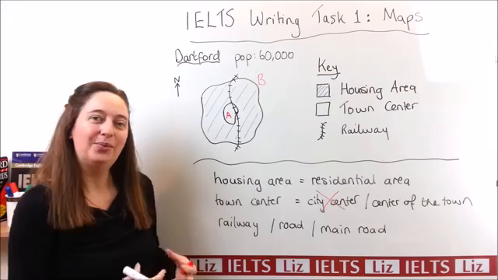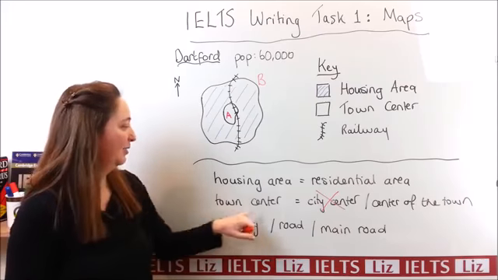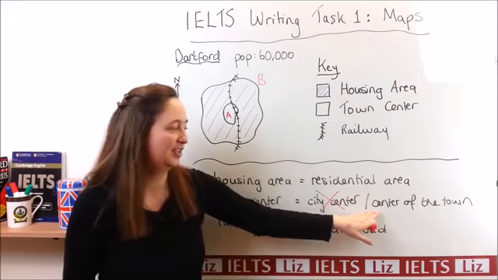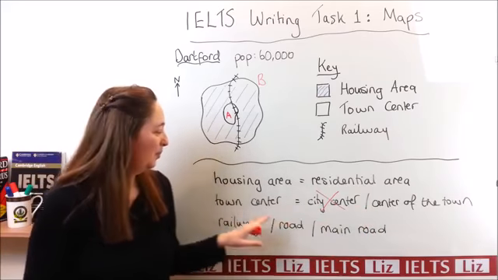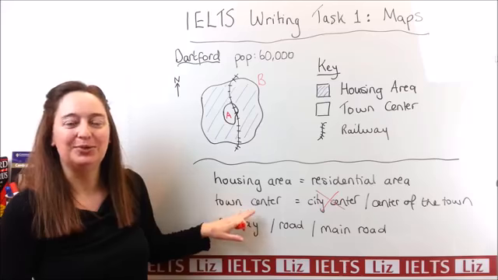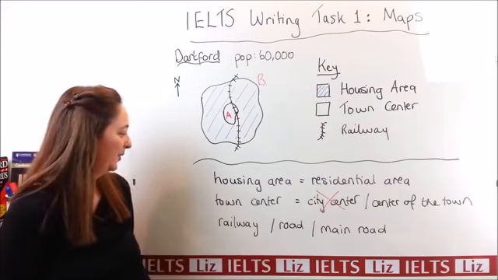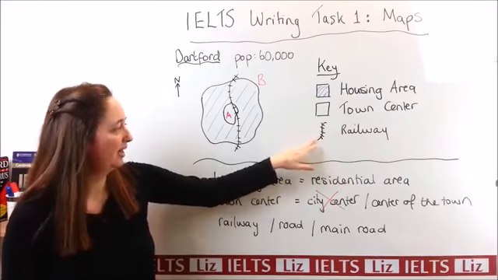So the only other way that we could write town centre would be the centre of the town. So that's the only other way. But really, you will need to use those words. It's fine. And of course, this symbol here is the railway.